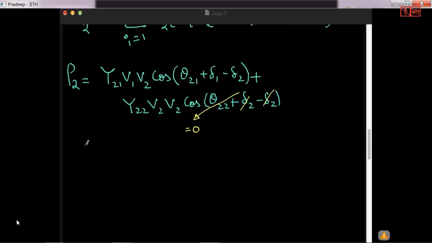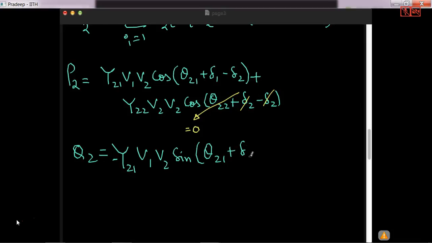Now let's write Q2. So what is Q2? Y21 V1 V2. So I'll get a minus sign here. So I'll get sine of theta 21 plus delta 1 minus delta 2.